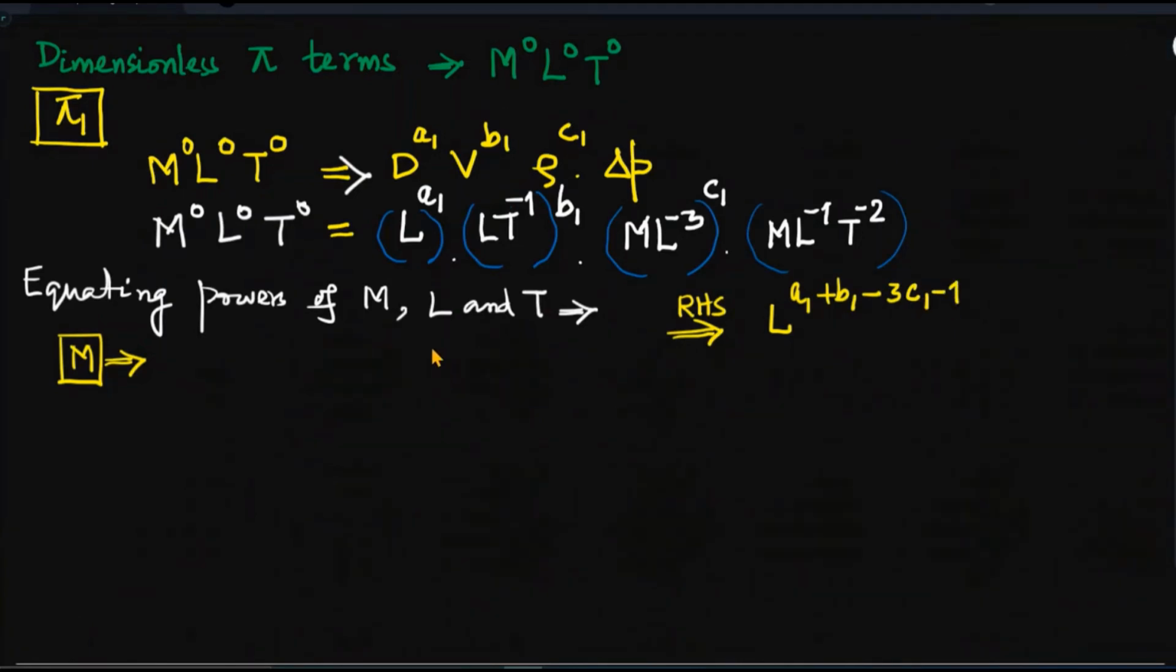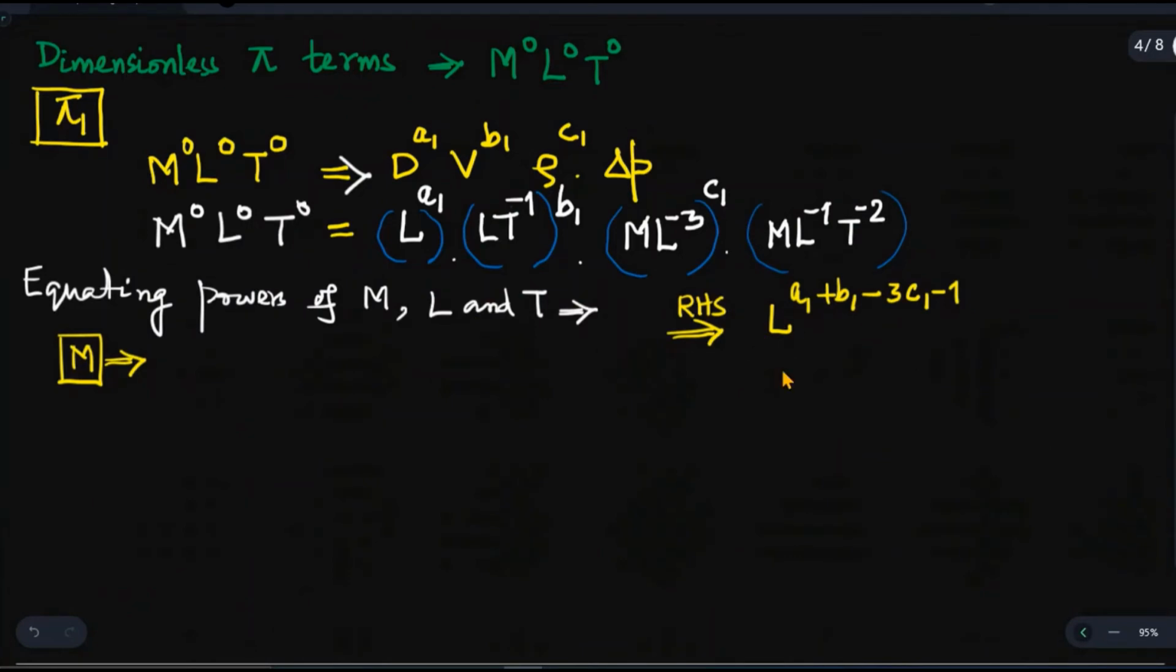So L raised to a1, L raised to b1, here L raised to minus 3 whole raised to c1. So that is L raised to minus 3c1, and then here L raised to minus 1. So finally minus 1. So the indices can be added up, using the law of indices for multiplication.